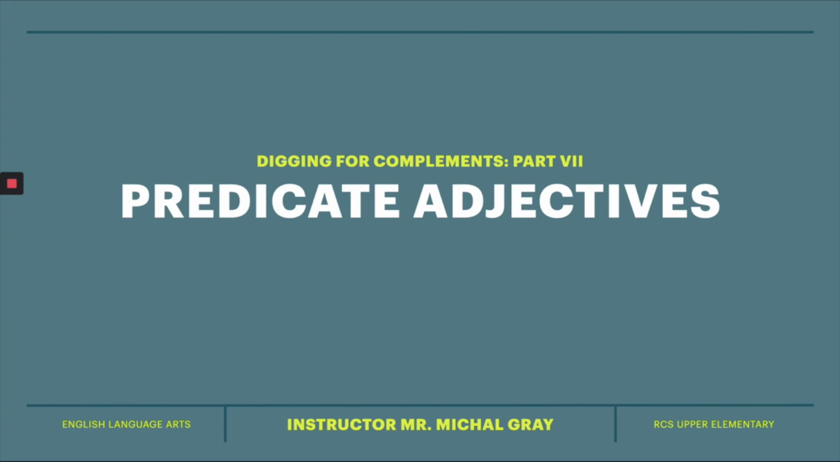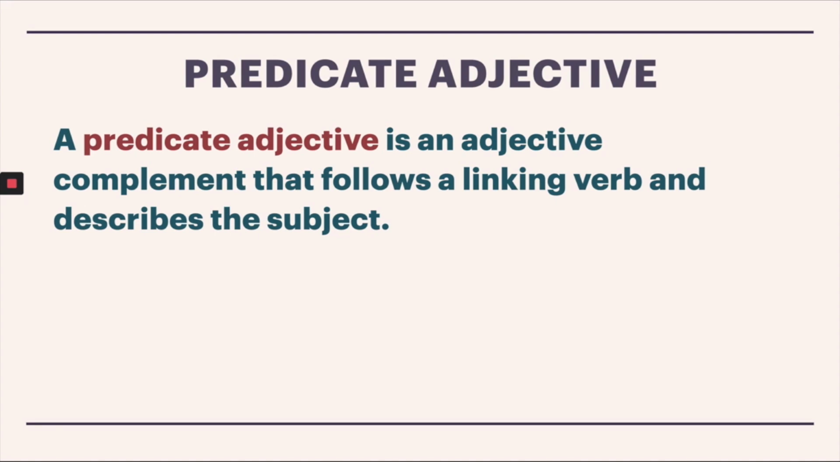We looked at predicate nominatives yesterday. Now we're looking at the adjective counterpart that will follow a linking verb. A predicate adjective is an adjective complement that follows a linking verb and describes the subject. Make sure you know it follows a linking verb and describes the subject. That is the key factor when we're recognizing predicate adjectives.